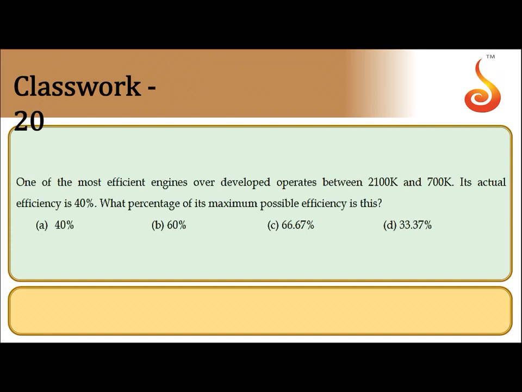One of the most efficient engines, overdeveloped, operates between 2100 Kelvin and 700 Kelvin. Its actual efficiency is 40%. What percentage of its maximum possible efficiency is this efficiency? So, theoretically there will be some efficiency. What percentage of that is this 40%? That is what we have to calculate.